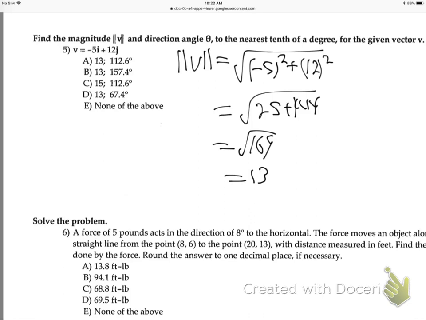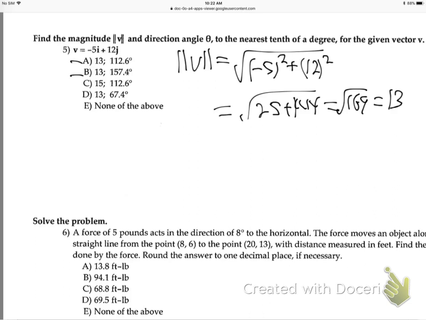All right, they also want the angle. So how do we get the angle? Yeah, that's the harder part. So let me help you. Let me get this out of the way and help you with that. How do we get the angle? So there's the length. So we're answering either A, B, or D, or maybe none of the above. How do we get the angle?